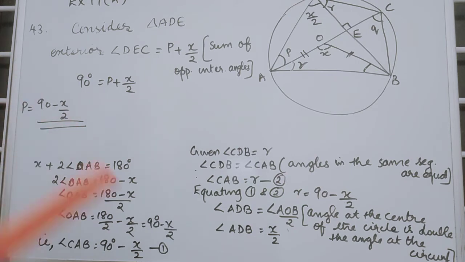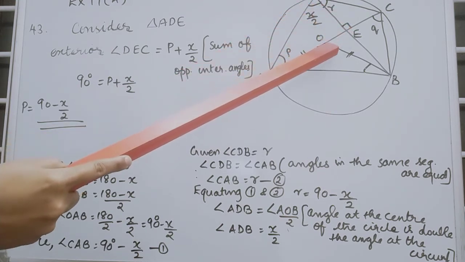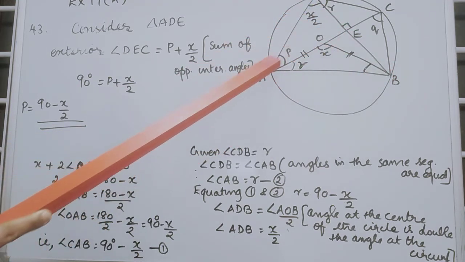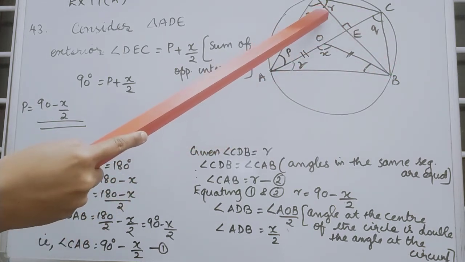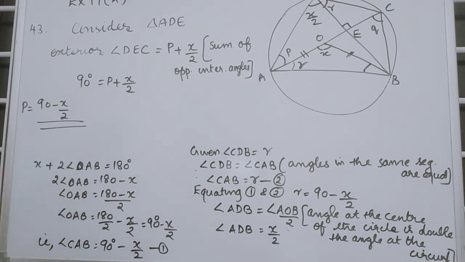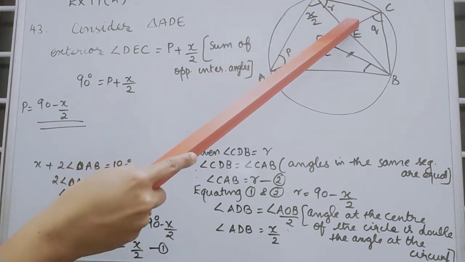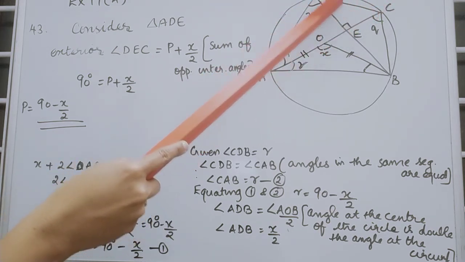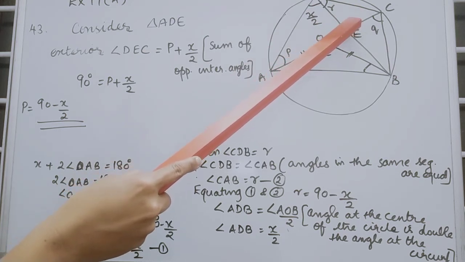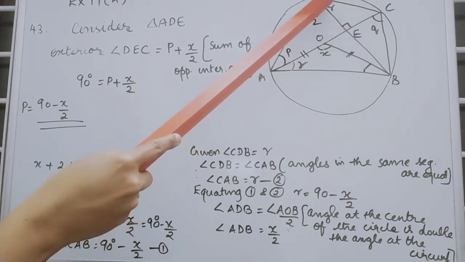So why are we finding this ADB is equal to x by 2? We got ADB as x by 2, that is AOB is x, then ADB will be x by 2. Why are we finding this? Because we want to find the angle CED. It is given as 90 degrees. So how can we find this angle CED? In terms of x, we want to find CED.